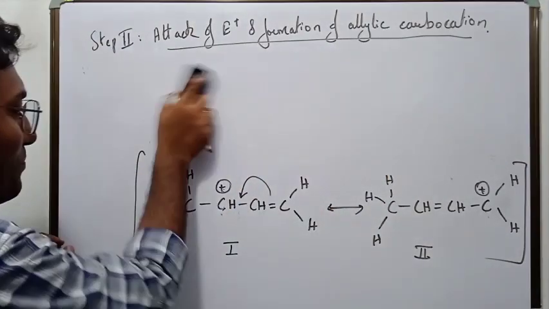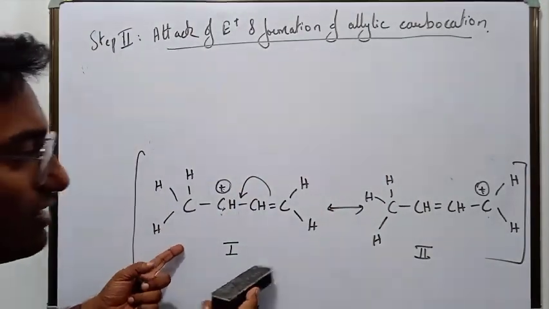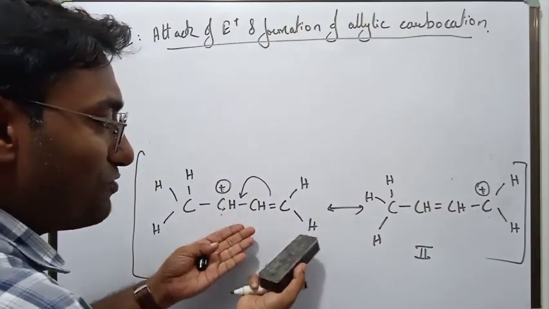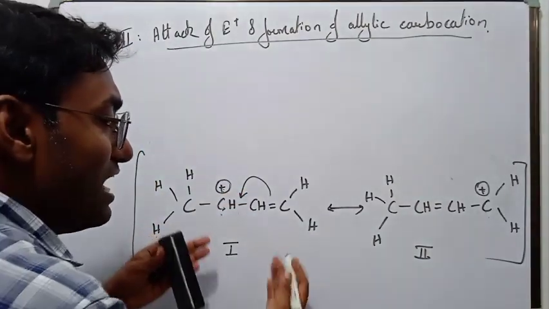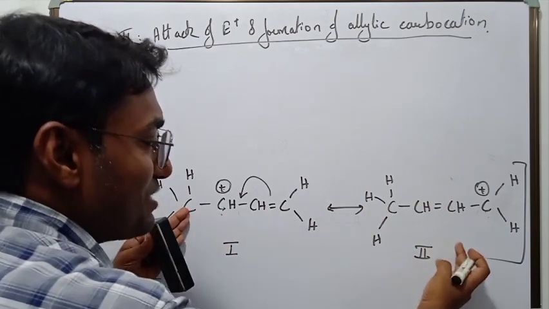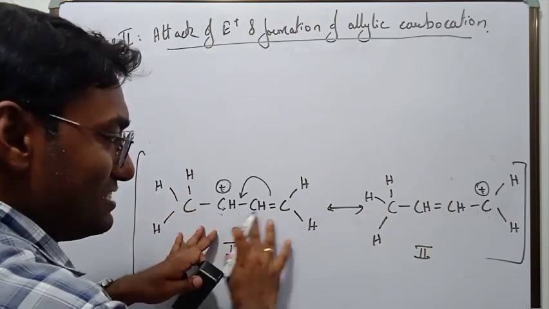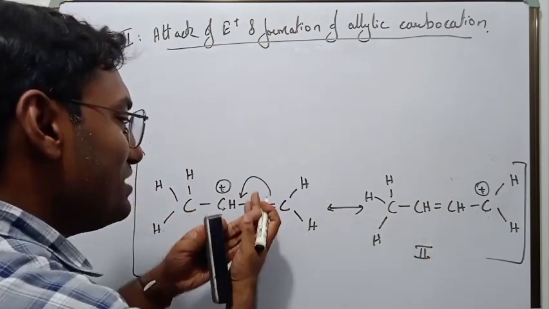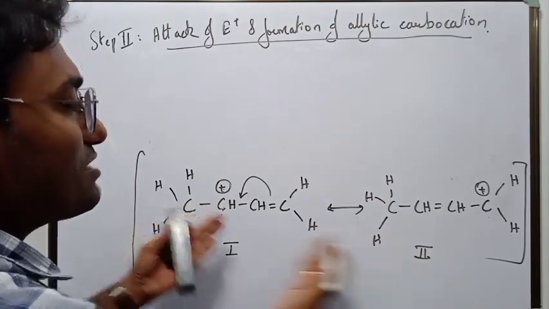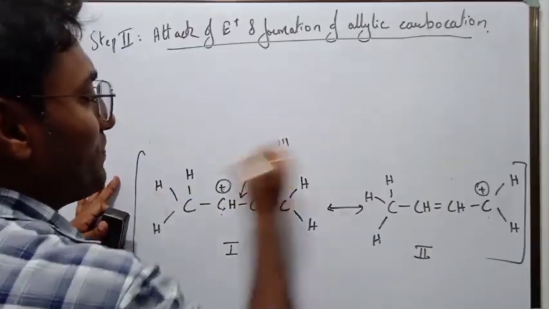Okay. Let me write the resonance hybrid of the carbocation. Resonance hybrid is the hybrid of these two structures. It's a combination of these two structures. This is actually resonance taking place. Let me write the resonance hybrid, the resonance combination of these two structures here. Fine.